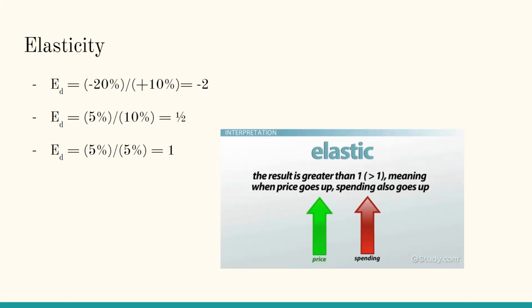Here's another example. The price of a package of chewing gum increases by 10%, and we observe a 5% decrease in the quantity demanded. Using the formula above, find out. Now, same thing. E subscript D is a 5% decrease divided by a 10% increase, which will give us exactly half. Notice how I did not put the negative, because we're taking the absolute value, so it's completely unnecessary.